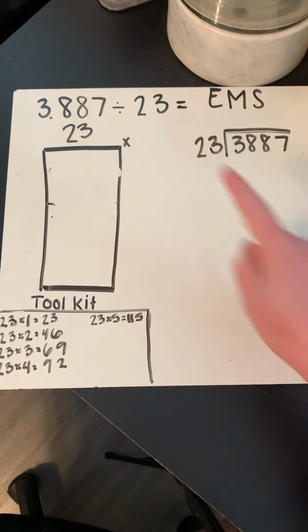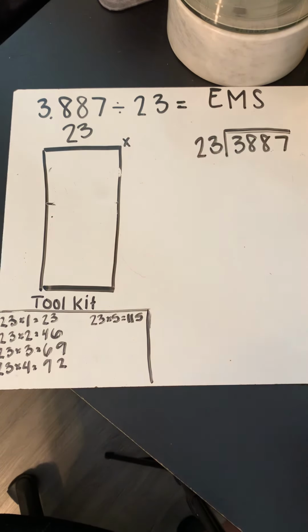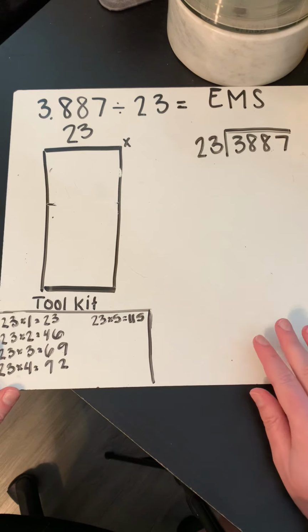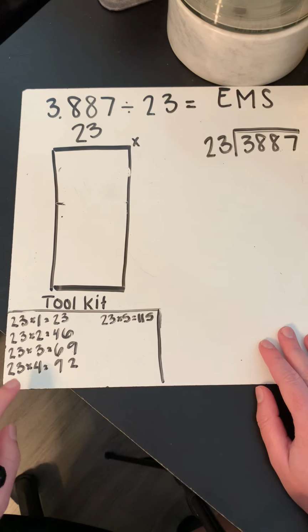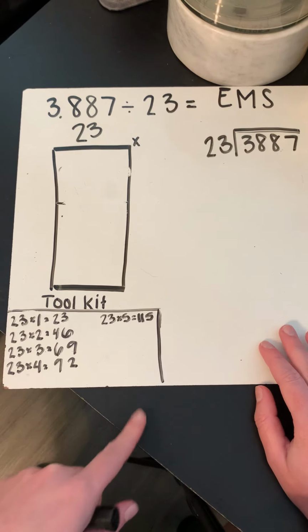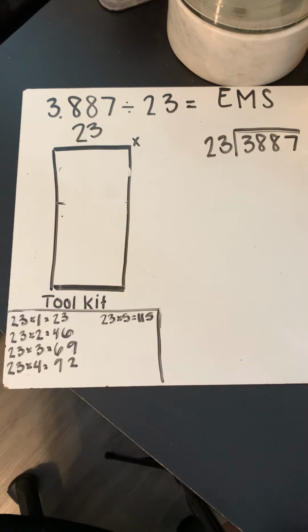And then for two-digit divisors, because these are not math facts that we have memorized. We haven't memorized all the multiples of 23. So this is where we pull in a toolkit to help us out with that estimating process. So you can see I've already done mine and I've gone up to 5. So I've multiplied 23 by 1, 2, 3, 4, and 5. I might have to add to this, but I do at least to 5 just to get me started.